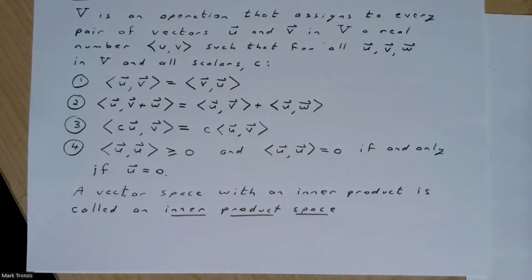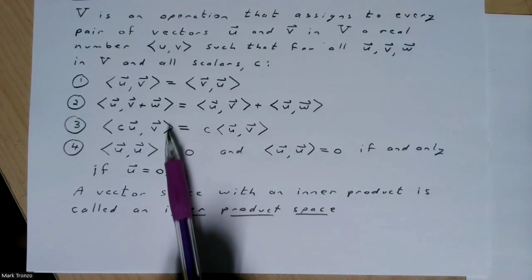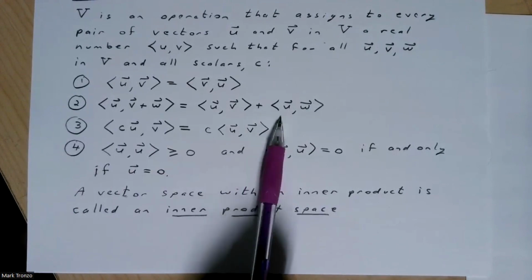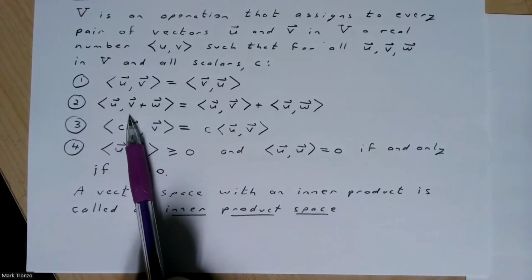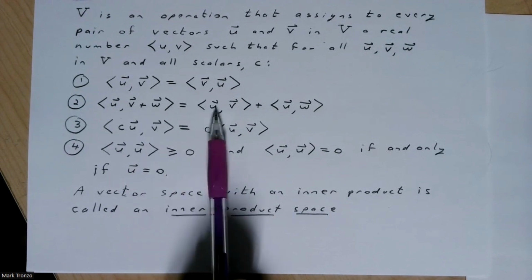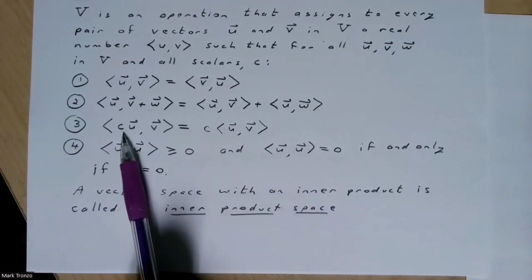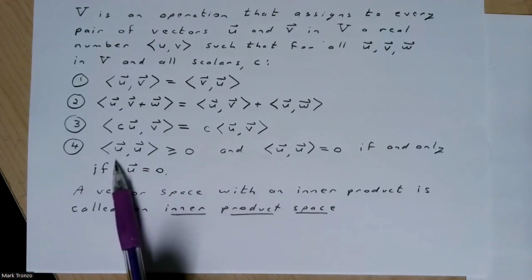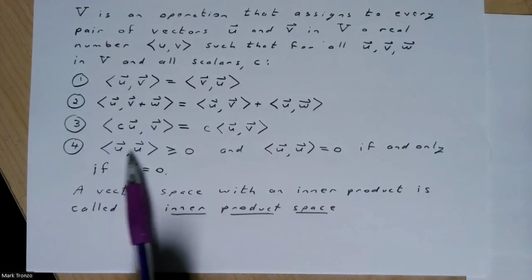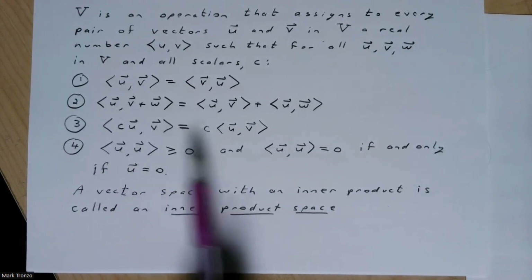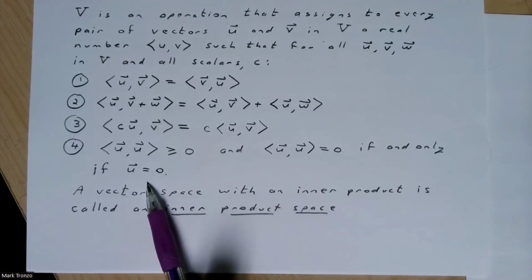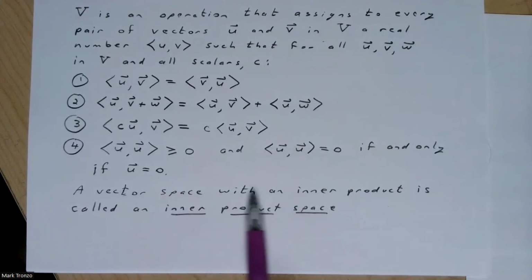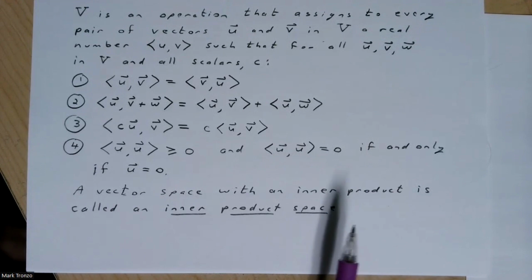So again, these are the properties of an inner product. You get <U, V> equal to <V, U>. These break up this way: <U, V + W> gives you <U, V> plus <U, W>. <CU, V> is the same as C<U, V>. This is always positive when you take an inner product of a vector with itself, and it's zero if and only if the vector itself is zero. And again, a vector space with an inner product is called an inner product space.